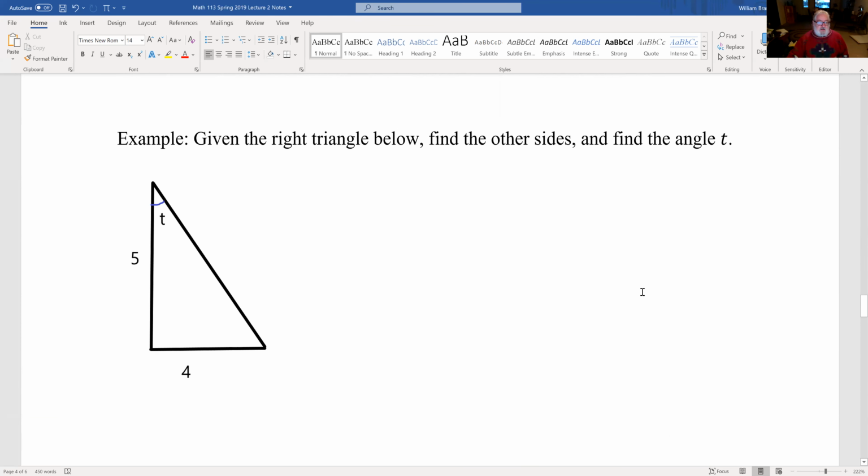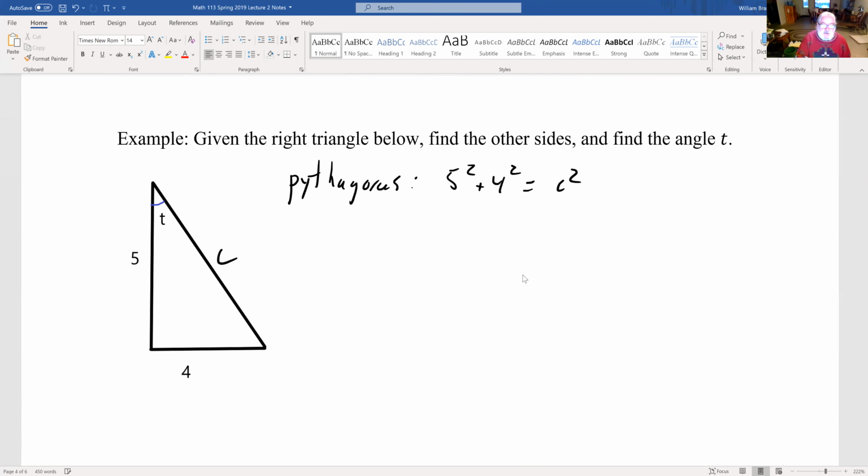So here's a right triangle. Find the other sides and find the angle T. Finding the other sides isn't too bad. If you know two sides in a triangle and you want to find the third, if it's a right triangle, pull out Pythagoras. 5 squared plus 4 squared equals c squared, where this side is c. So 25 plus 16 equals 41, and that's my c squared. That tells me that c equals square root of 41.